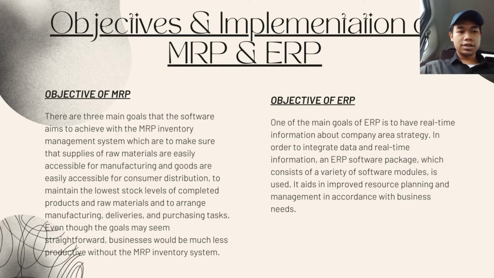To maintain the lowest stock level of completed product and raw materials, and to arrange manufacturing, delivering, and purchasing tasks. Even though the goals seem straightforward, business would be much less productive without an MRP inventory system. Objective of ERP: one of the main goals of ERP is to have real-time information about the company area strategy. In order to integrate data and real-time information, an ERP software package, which consists of a variety of software modules, is used. It aids in improved resources planning and management in accordance with business needs.